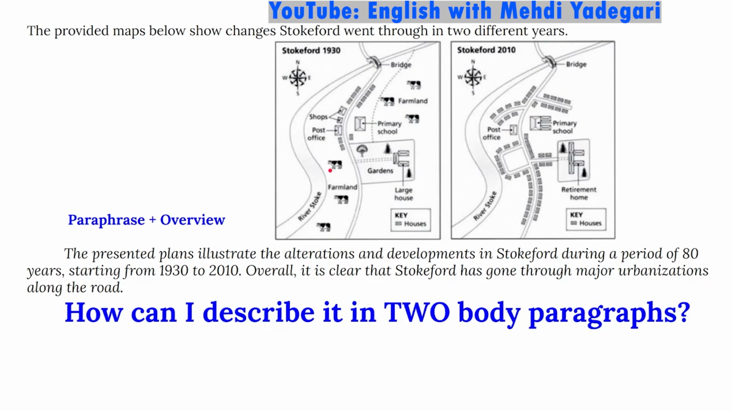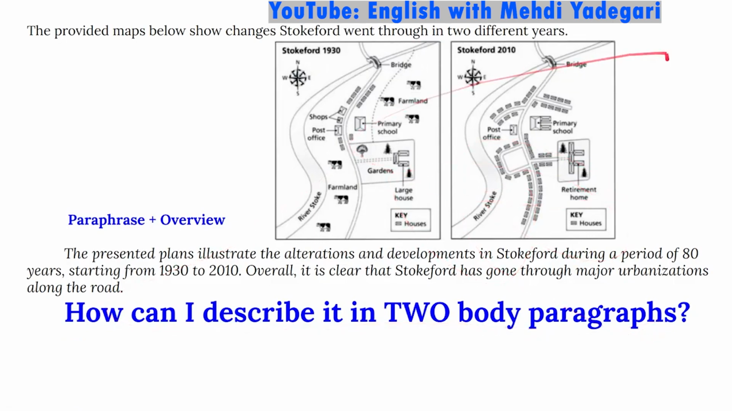Why? Because this organizes your writing in a very coherent way. It is coherent to read someone's writing if they have divided parts of their map into different parts of the paragraph. So it's just 2 body paragraphs, each containing one specific area, and it's easier to read, it's easier to follow. So ask yourself, how can I describe it in 2 paragraphs?